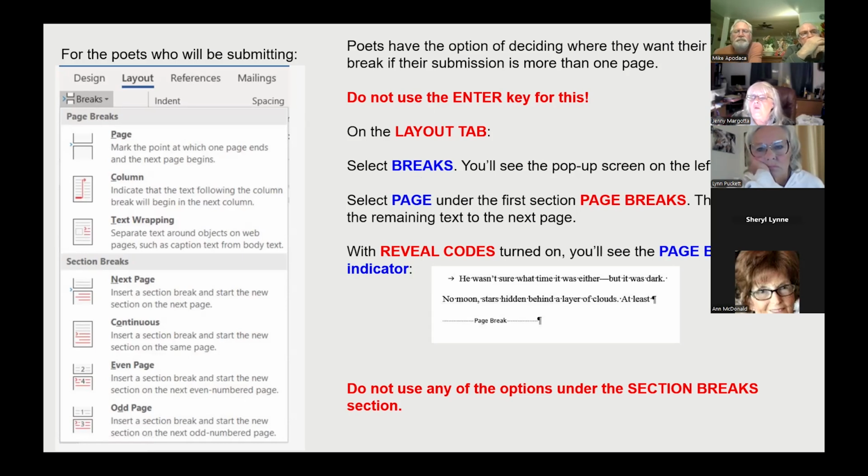And then once you're done with all of that, you can just go back up and click that reveal codes P again, and you'll go back to clean looking text the way it's supposed to be. Next screen.